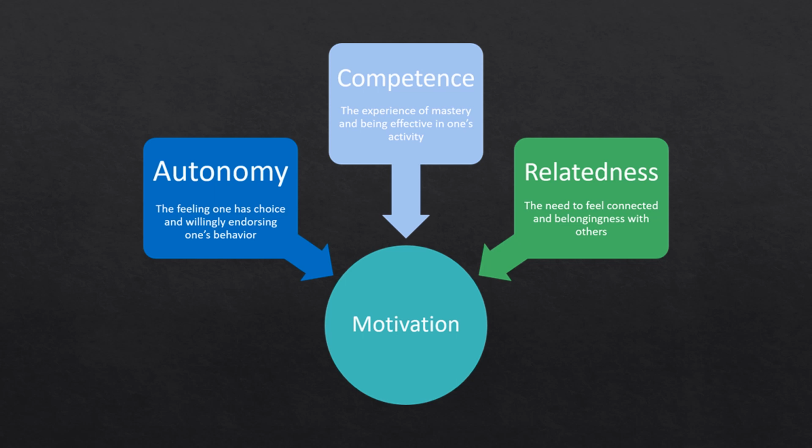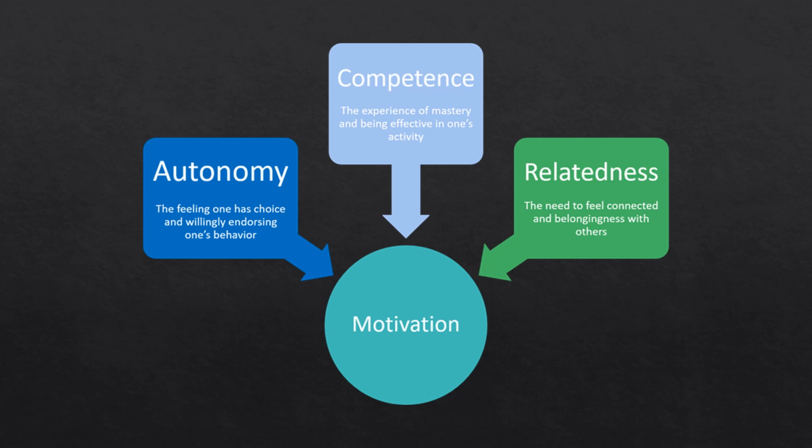You can see that there are three constructs pointing to motivation. You have to have all three of these in order to be intrinsically motivated, okay? So the first one is autonomy. This is the feeling that one has a choice and is willing to endorse one's behavior, right? When you have autonomy, you get to choose what you do, okay?